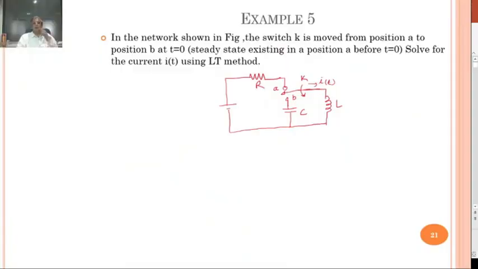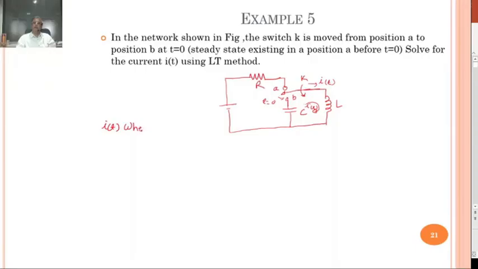Now the second problem. In the network shown in the figure, the switch K is moved from position A to position B at t equal to 0. It means the switch is changed at t equal to 0 to position B, and steady state exists before t equal to 0, which means for a long time the switch is connected to position A. Solve for the current i(t) using the Laplace transform method. We have to find out this current i(t).